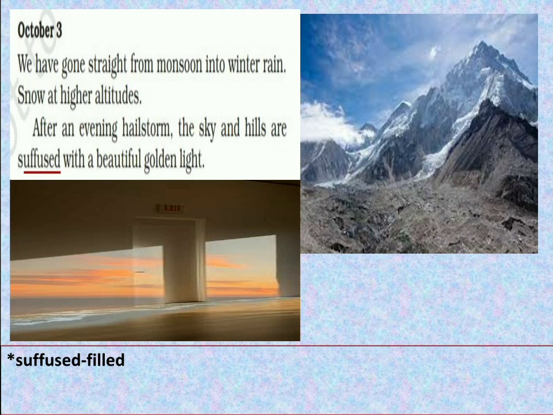Now coming to the next day, that is October 3rd, that day what he has written, let us see. We have gone straight from monsoon into winter rain, snow at high altitudes. After an evening hailstorm, the sky and hills are suffused. Suffused means filled with a beautiful golden light. So here on October 3rd, the writer felt that straight from monsoon the winter rain started. The higher altitudes were covered with snow, and in the evening there was a hailstorm, and it cleared the sky, and the sky and hills were full of beautiful golden light which the sun was giving out.